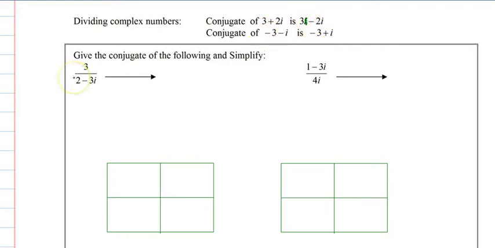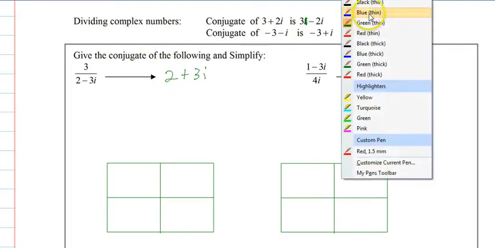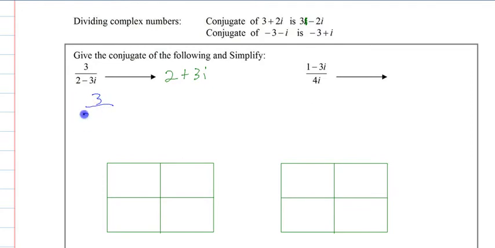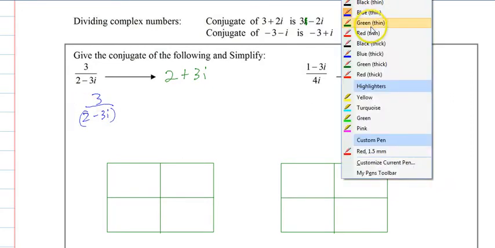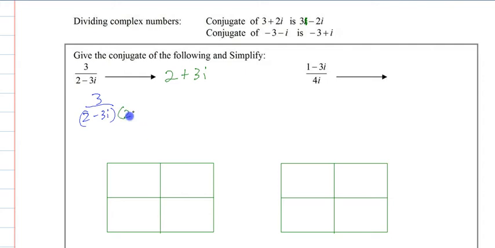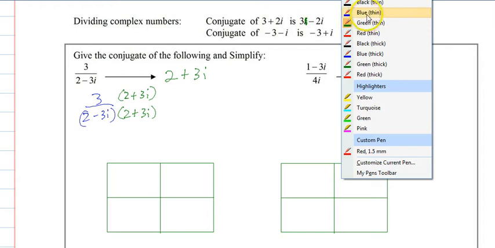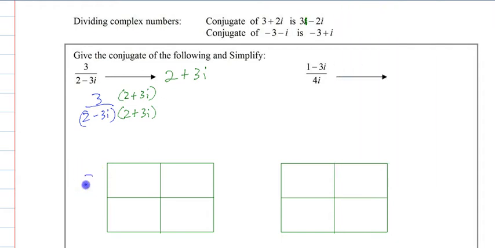So what would the conjugate of 2 minus 3i be? It'd be 2 plus 3i. And that's what we're going to multiply by. So we have 3 over 2 minus 3i, and we're going to multiply top and bottom by its conjugate. So let's do that. We're going to multiply the bottom.